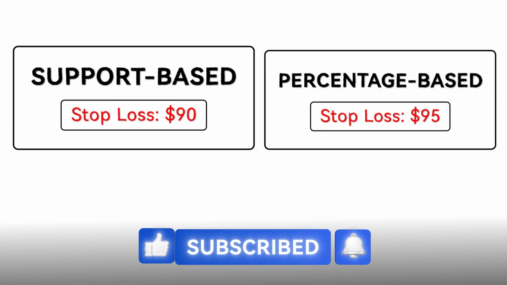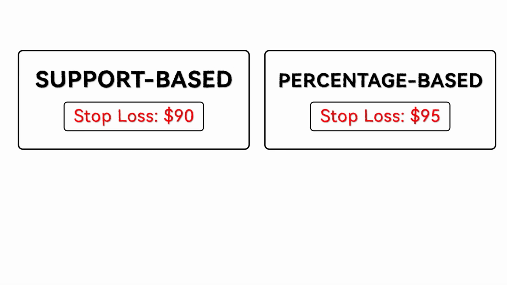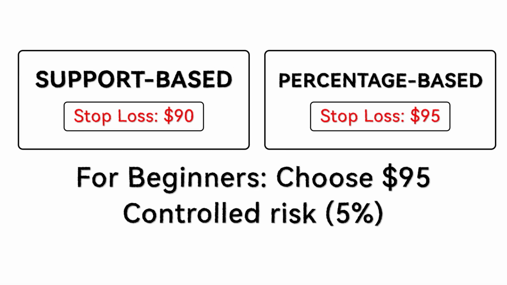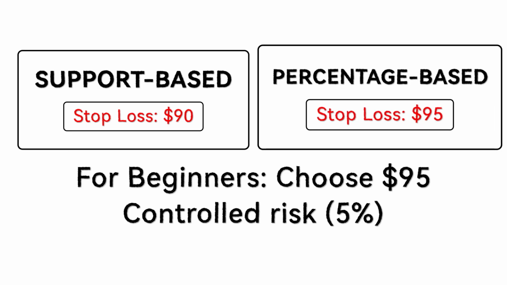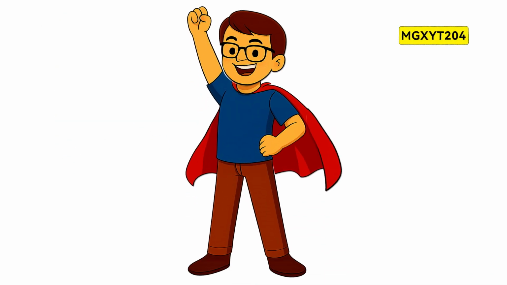So now you have two possible stop loss levels. $90, support-based, $95, percentage-based. For beginners, the safer choice is usually the one with the smaller loss, so you might pick $95. If the price falls to your stop loss level, the trade closes automatically, your loss stays limited and controlled. Traders who use stop loss stay in the game.